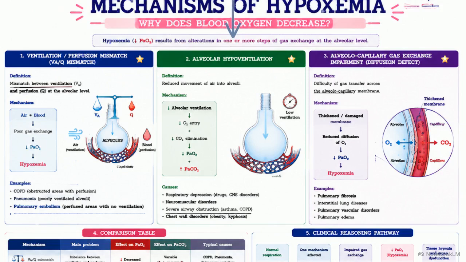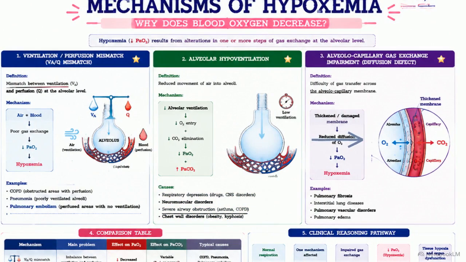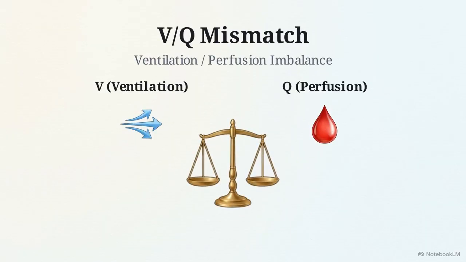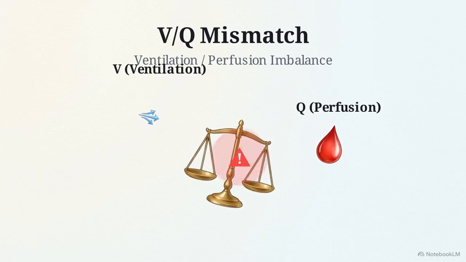First, in alveolar hypoventilation, air entering the lung drops, often from CNS depression or a weakened diaphragm. Next, diffusion impairment thickens the alveolar membrane, creating a physical barrier oxygen struggles to cross. The third mechanism, VQ mismatch, occurs when the balance between air and blood is disrupted. It is the single most common cause of hypoxemia in clinical practice.